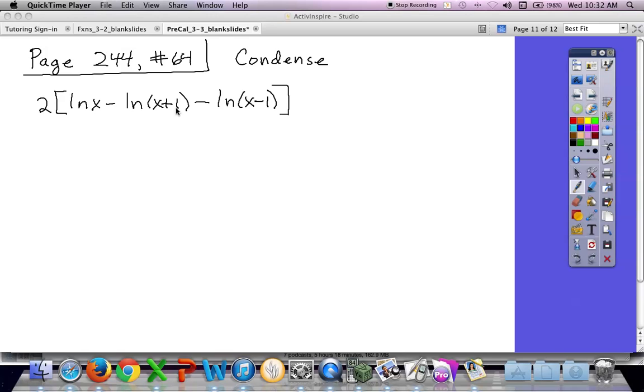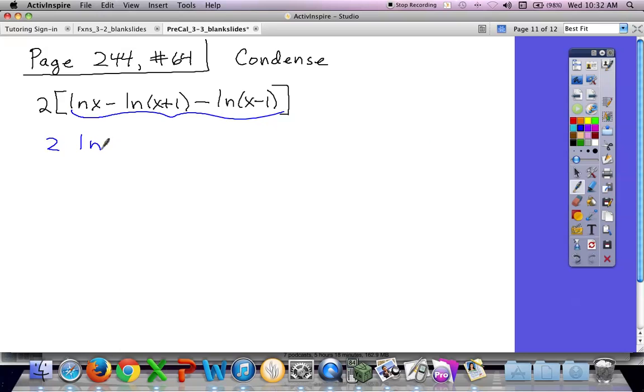Yeah, I mean, you might think, well, let's distribute the 2. Okay, you could do that. It wouldn't hurt anything. But you don't have to. You could just simplify what's inside the brackets here first and then worry about the 2. It doesn't matter. In any case, all 3 of these are going to have an exponent of 2. Right? They have to. Let me keep the 2 outside.